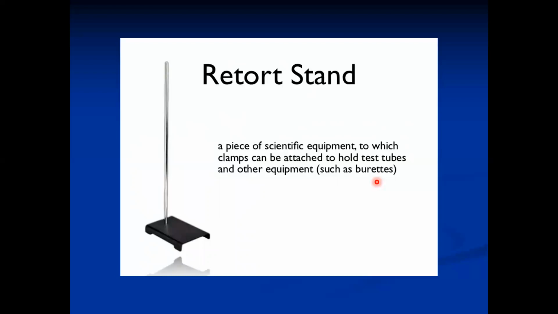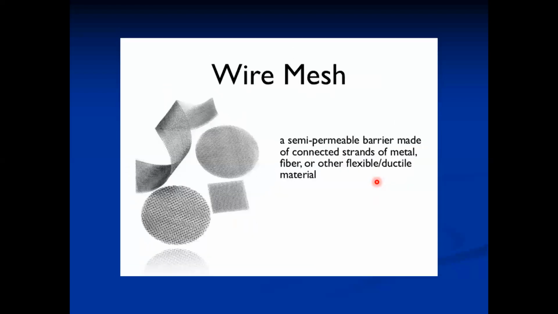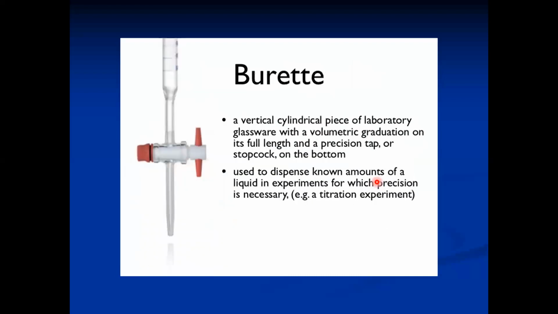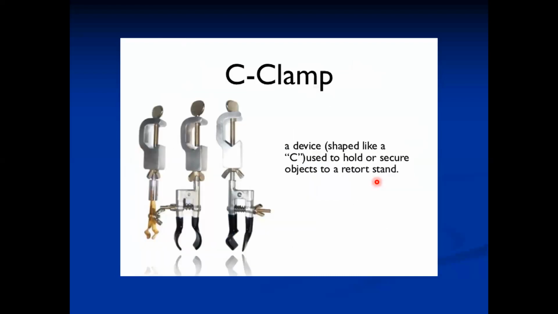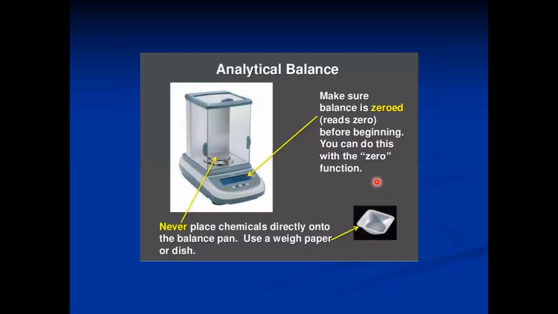We use these C clamps along with this stand in order to hold test tubes or in order to hold the burettes. Then analytical balance. In order to measure the amount of any solid, you can use filter paper, and on top of the filter paper you place the solid in order to measure it.